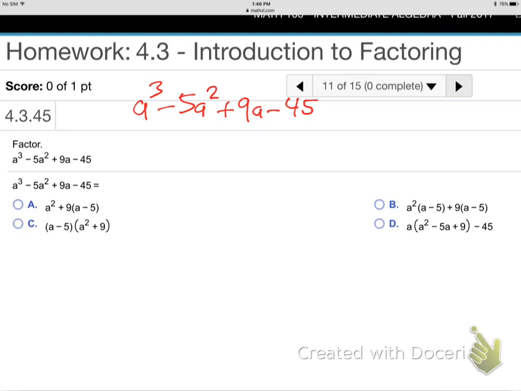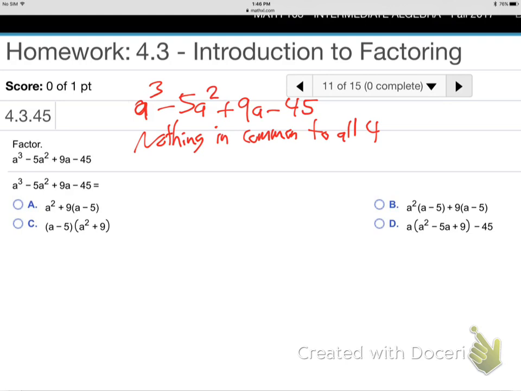Okay, what do they all have in common? Nothing, right? There's no number. This just has a 1 in front. So there's no number that goes into all of them. And they don't all have a letter. This 45 has no A at all. So you with me? There is A there. There is nothing in common to all 4 of them.